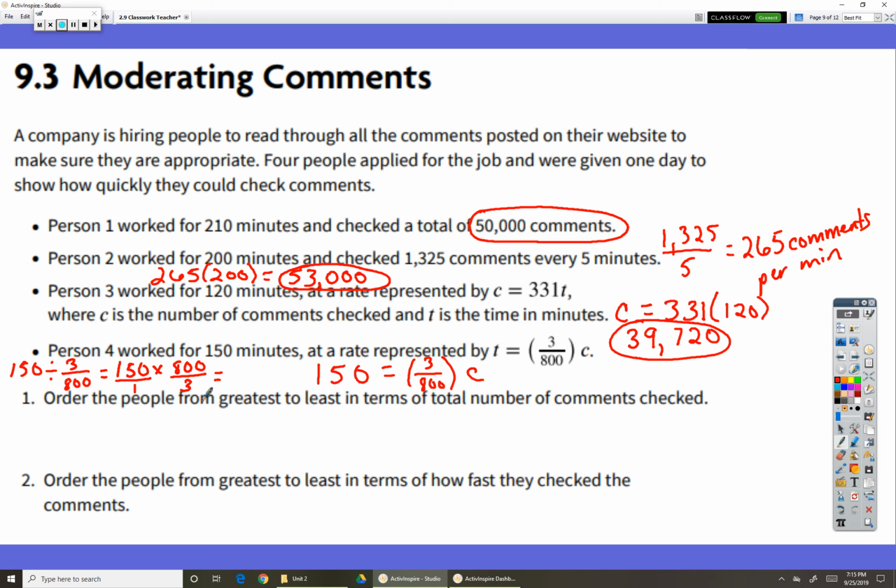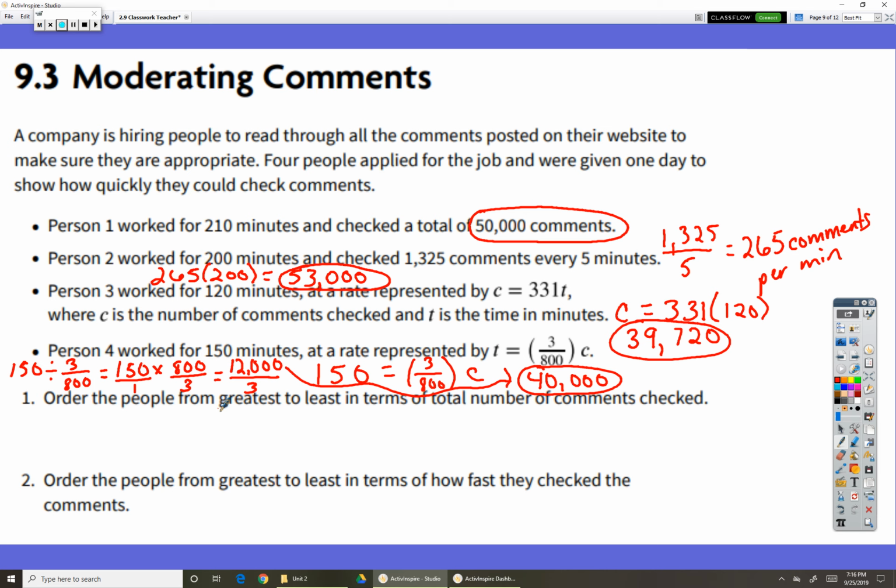So if I do 150 times 800, I get 120,000. And then if I divide that by 3, that gives me 40,000. So, I'm running out of space to write. Let's see, person 4, I'm going to just draw an arrow here. Person 4 checked a total of 40,000 comments.